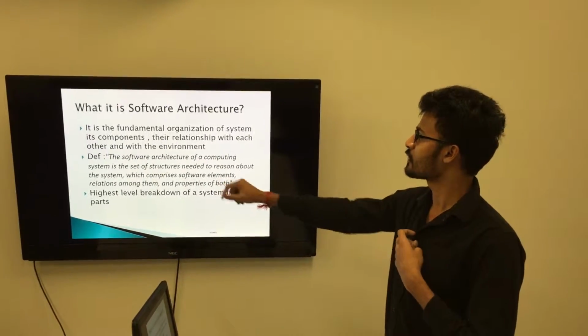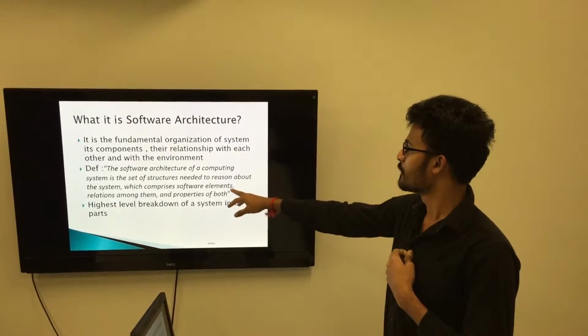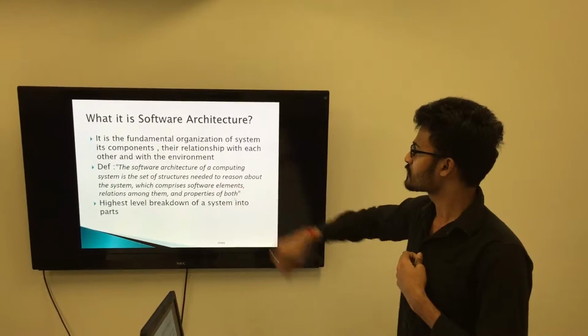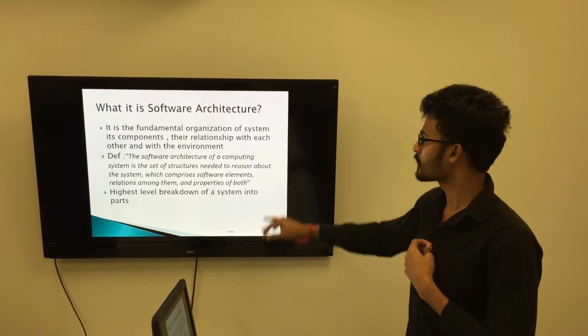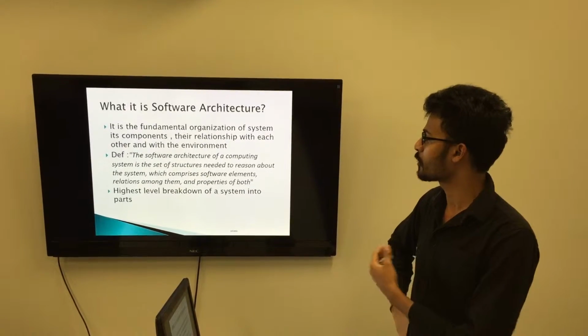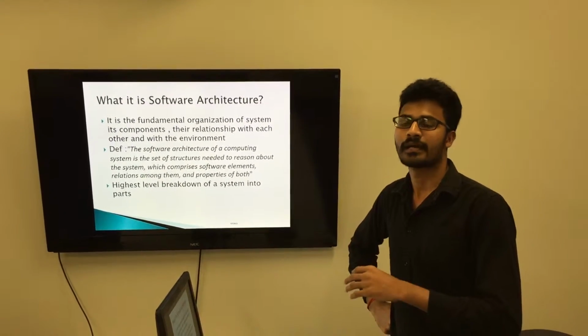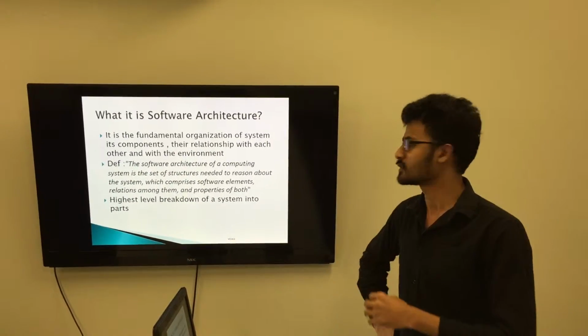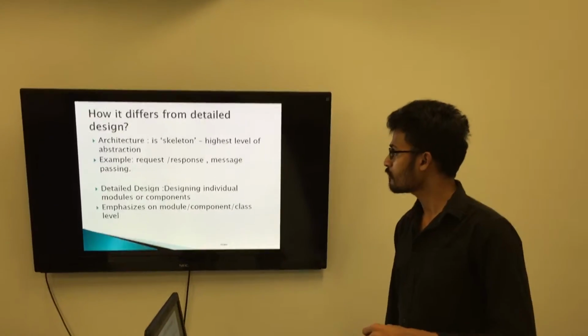One definition for software architecture is: software architecture of a computing system is a set of structures needed to reason about the system, which comprise software elements, relations among them, and properties of both. It's actually the highest level of breakdown of a system into parts.